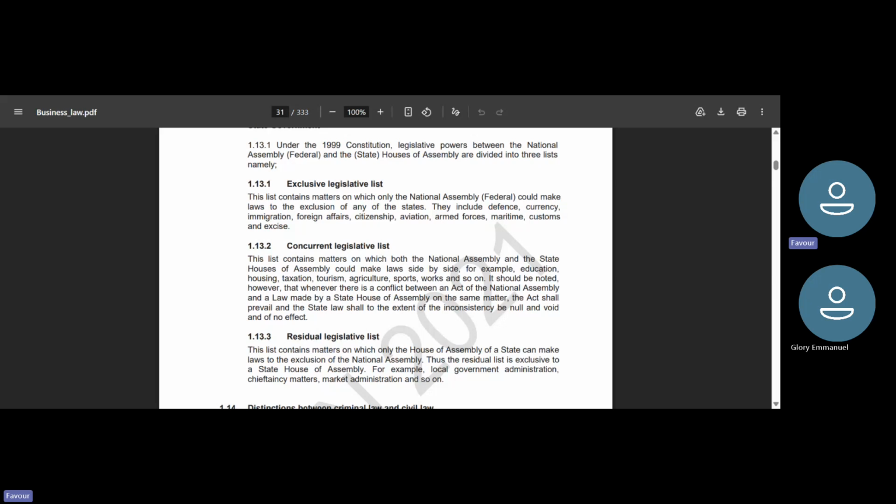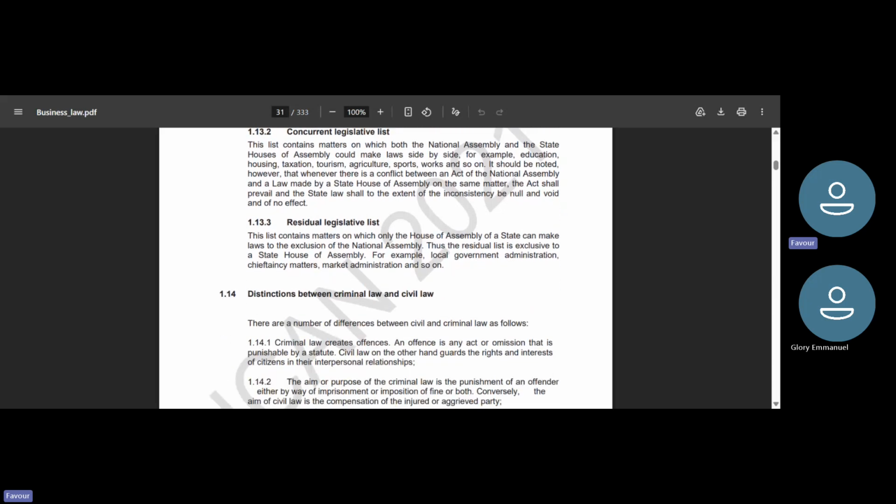Then the concurrent legislative list. This list contains matters on which both the National Assembly and the State House of Assembly could make laws side by side. For example, education, tourism, agriculture. It should be noted that if there's a conflict between the National Assembly law, that's the act, and the law made by the State House of Assembly, the act shall prevail. Remember, an act is by the National Assembly, a law is by the State House of Assembly. So if there's a discrepancy, the act will always have the upper hand. It always prevails and renders the state law null and void. Always have that at the back of your mind.